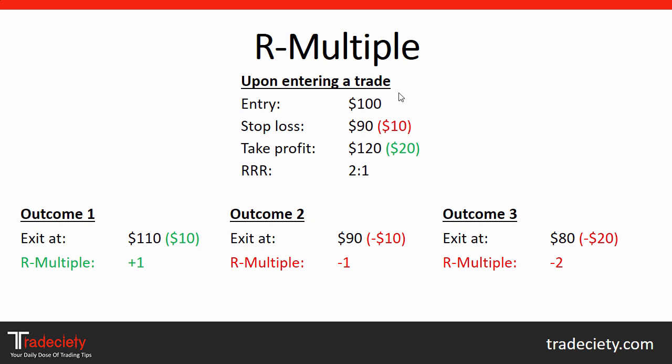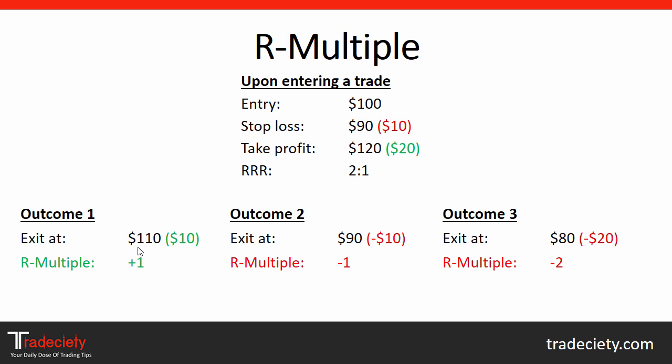Here we have a potential trade. The entry is at 100. Your stop loss is at 90, which means you could lose 10 on the trade. The take profit is set at 120, and you could make 20 on that trade. So this would result in a reward to risk ratio of 2:1 when you divide 20 by 10. This we covered during the last video. Let's explore what happens to the reward to risk ratio and the R-multiple during our trade, depending on the outcome.